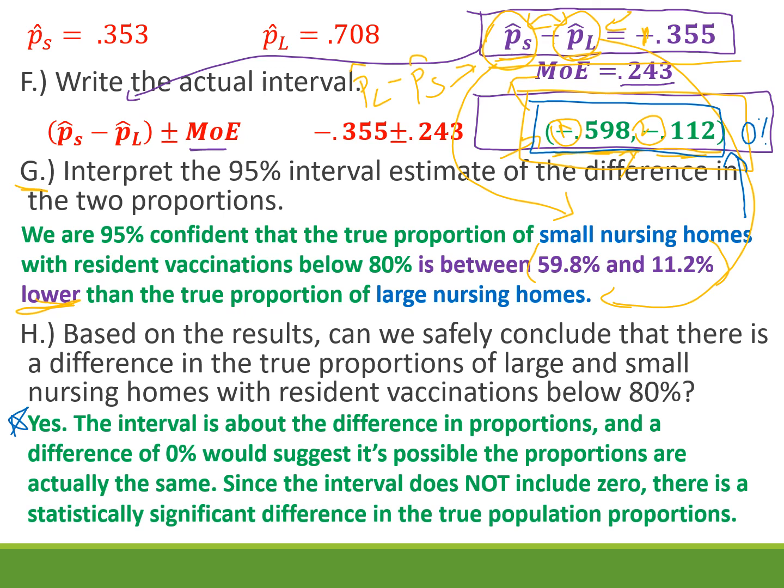Okay, the interval is about the difference in proportions. A difference of 0 would suggest it's possible that the proportions are actually the same. Since the interval does not include 0, there's a statistically significant difference in the true proportions. This is really the only thing you need to write to answer that question. The rest is just explaining it.